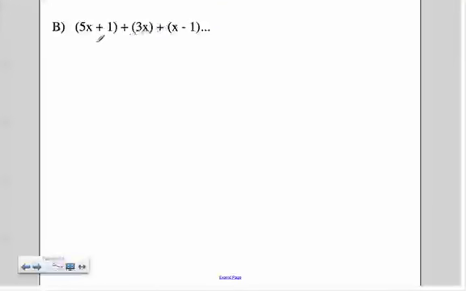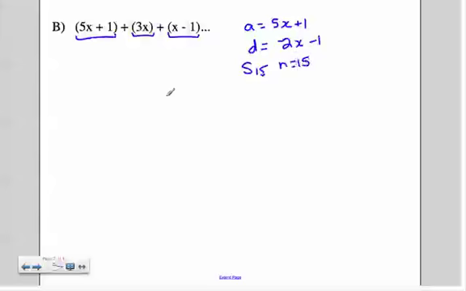Now we're going to work with a little bit funkier series again. My first term is 5x plus 1. My second term is 3x. My third term is x minus 1. You might recognize from an example we did earlier that a is 5x plus 1, d is negative 2x minus 1, and again we are looking for the sum of 15, because that was the instruction for all the parts of number 1. So that tells me my n is 15.